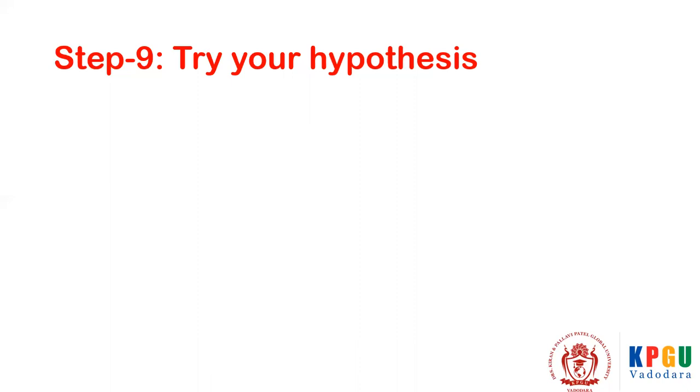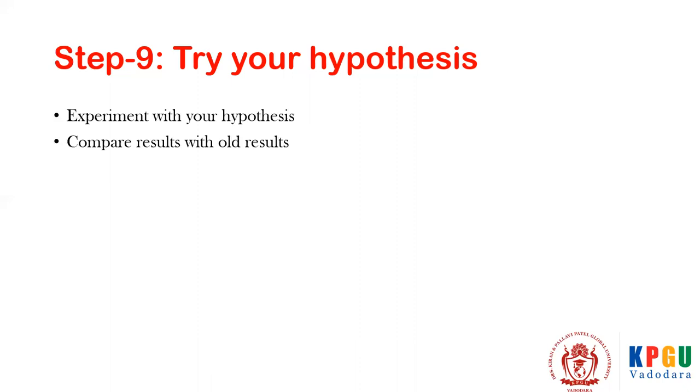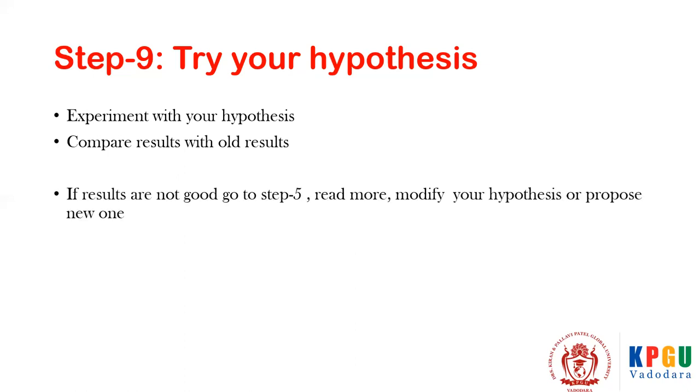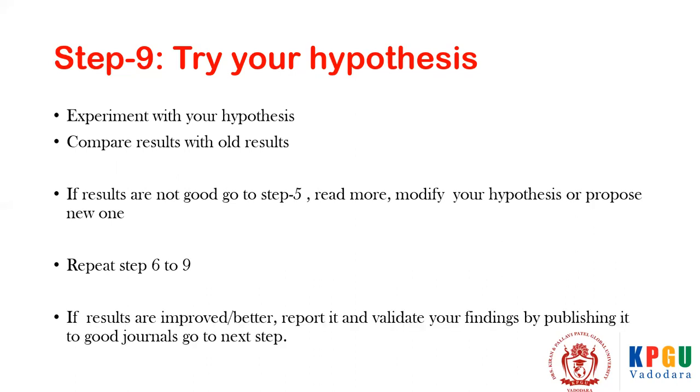The next step is to try your hypothesis, test it. So experiment with your hypothesis, and compare with the old results, the old method. And if the results are not good, go to step 5, read more, modify your hypothesis and propose a new one. Repeat steps 6 to 9. If your results are improved and better compared to the previous ones, the old method, then you have to report it, validate your finding by publishing it in good journals, and then go to the next step.